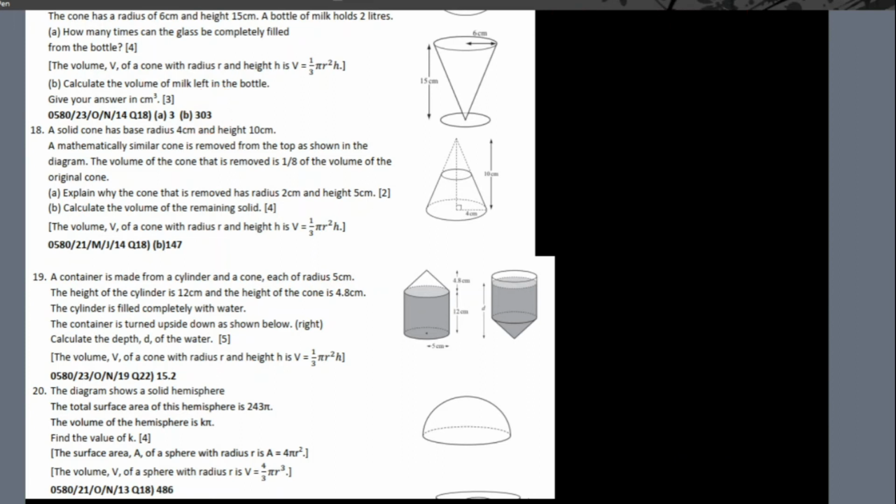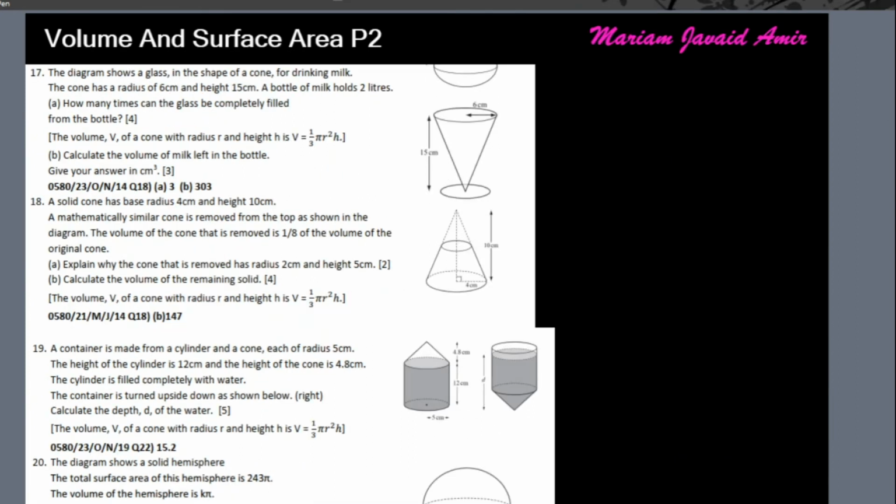Okay, question 18. A solid cone has a base radius 4 and height 10. A mathematically similar cone is removed from the top as shown in the diagram. The volume of the cone, that is, alright, I just remembered this is from grade 9 syllabus. We haven't done the formula for volumes of similar figures, which is needed here. So we just will ignore this question in grade 8.